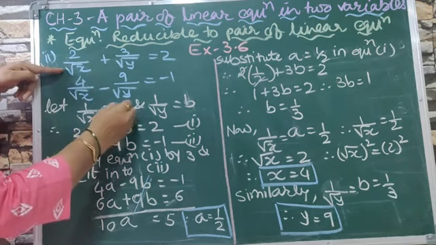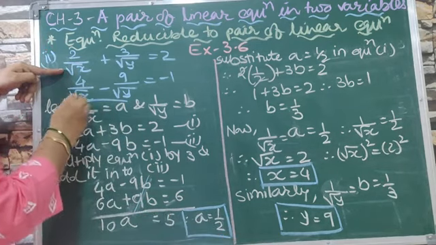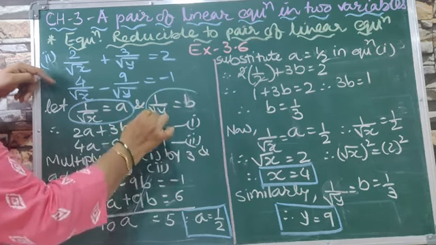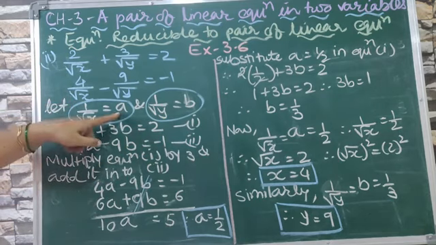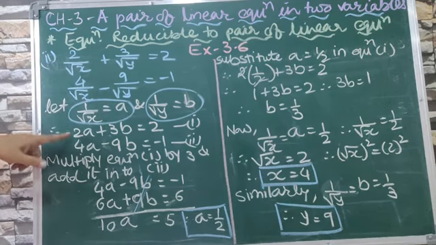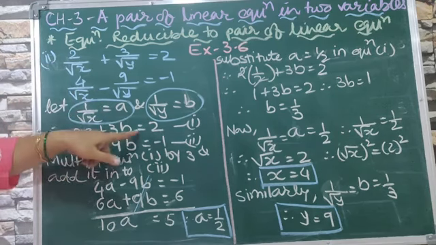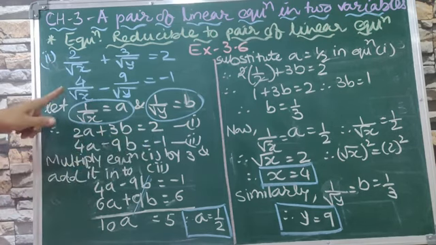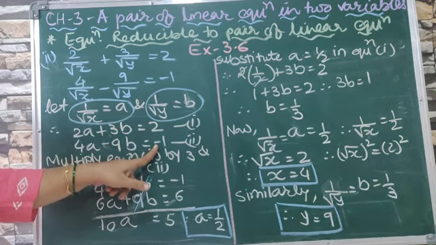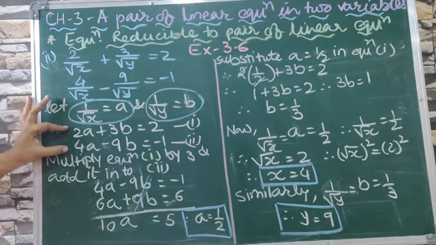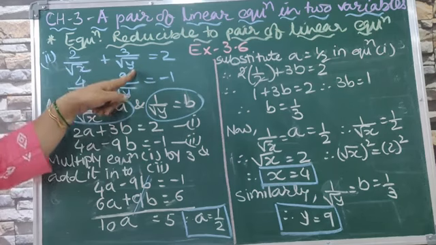So 1 by root x is equal to a, and 1 by root y is equal to b for both. If we assume this is a and this is b, therefore it is 2a plus 3b is equal to 2, and 4a minus 9b is equal to minus 1. Is it clear? Now this is exactly in the standard form of a linear equation in two variables. Right now the variables are a and b, but actually we have to find the values of x and y.